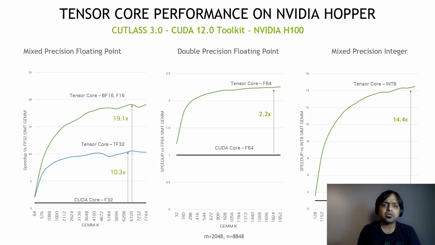With the help of Hopper tensor cores, we can see that we are almost getting a 19.1x speedup compared to using traditional FP32 SIMT cores. And this growth essentially has led to networks going from taking weeks to converge to seconds these days.